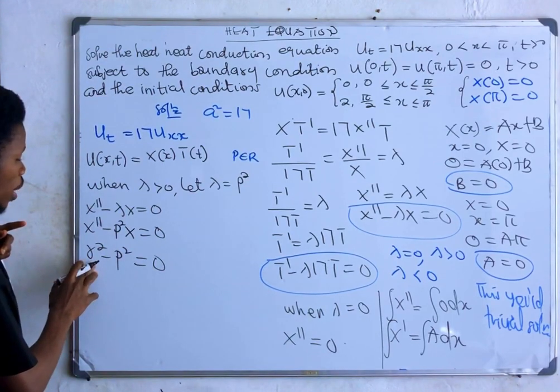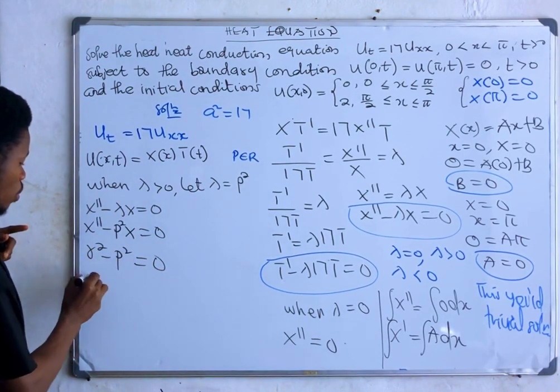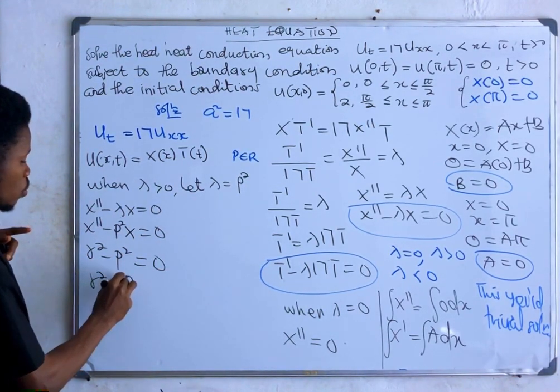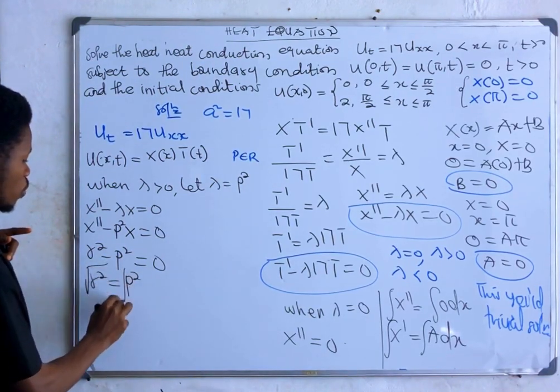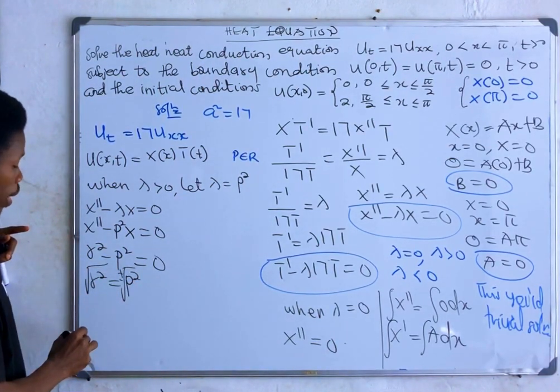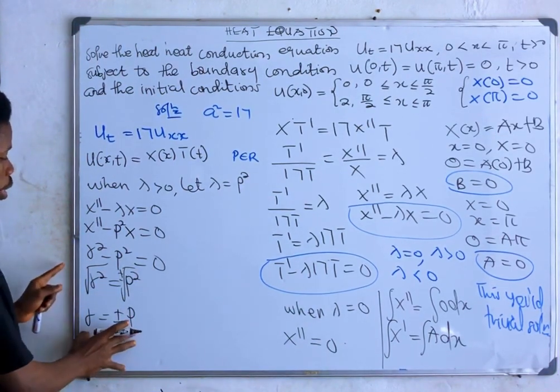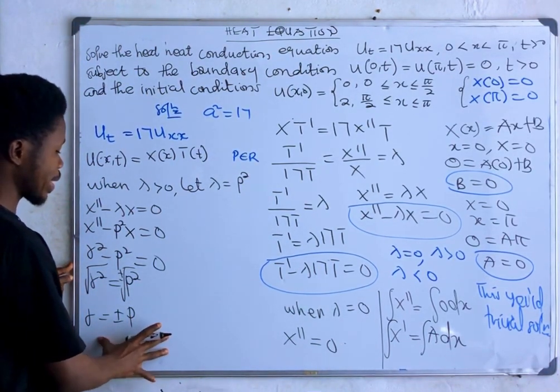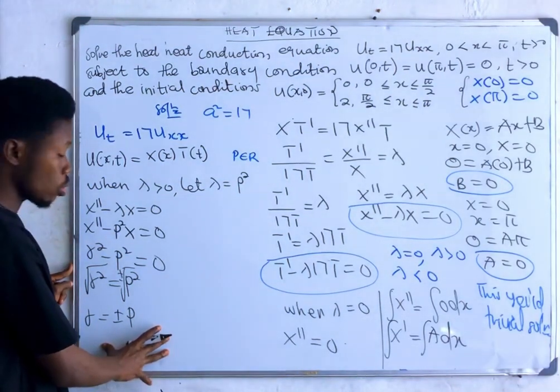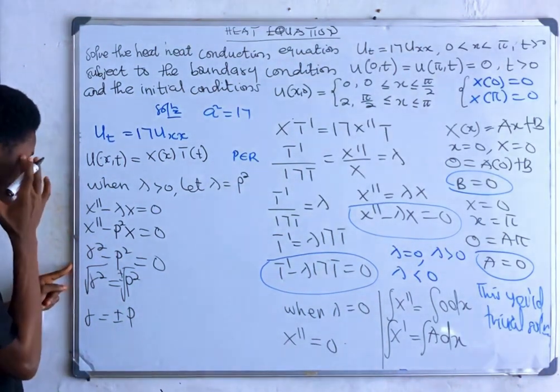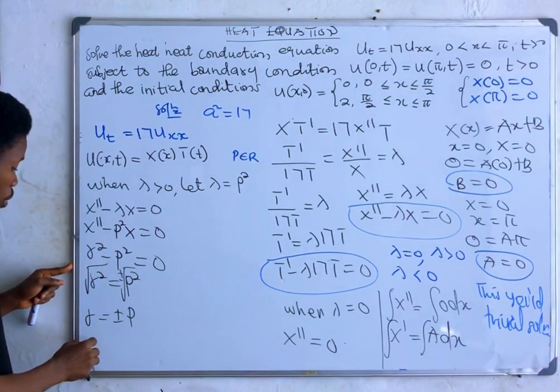Now, r squared minus p squared equals 0. So you're going to have r squared equals p squared. You will take square root on both sides. Remember, you bring your plus or minus. So my r will be plus or minus p. So this is the solution. This is a distinct root. So when you get distinct roots, this is how you write a general solution for it.